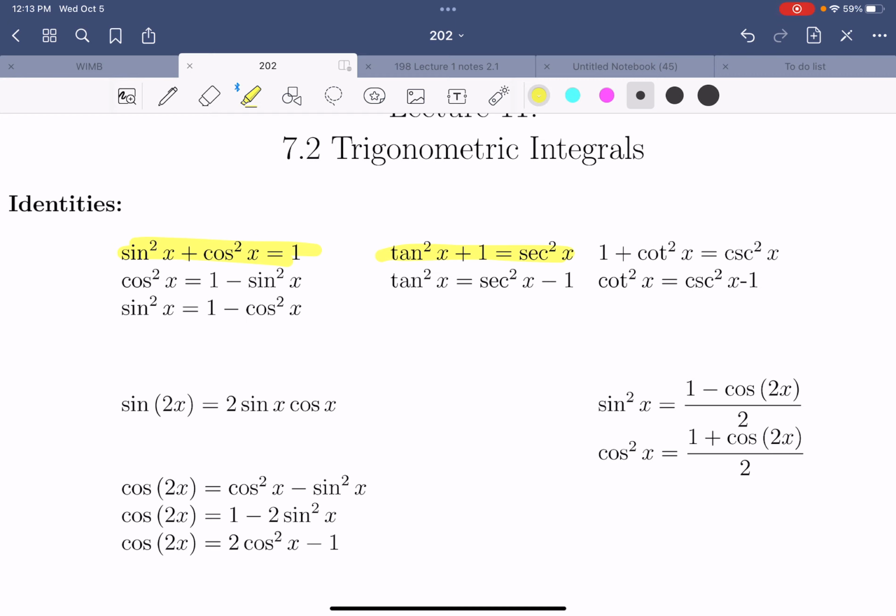If you subtract 1 from both sides, you get tangent squared equals. And then we've got this one, which you get from taking the first one, sine squared plus cosine squared equals 1, and dividing through by sine squared. That'll give you this identity on the right. If you subtract 1 from both sides, you end up with an identity solved for cotangent squared.